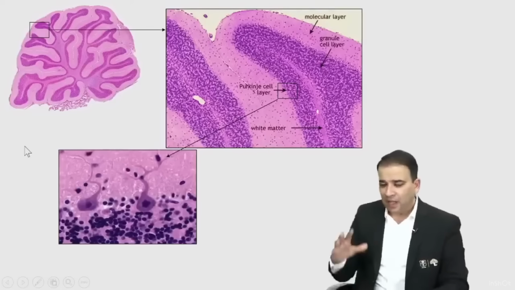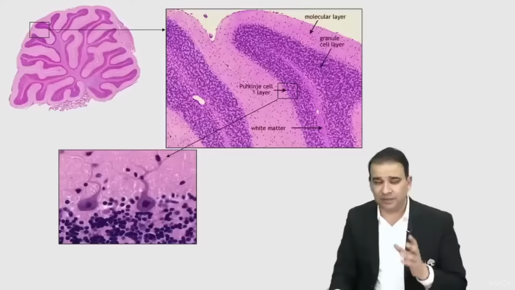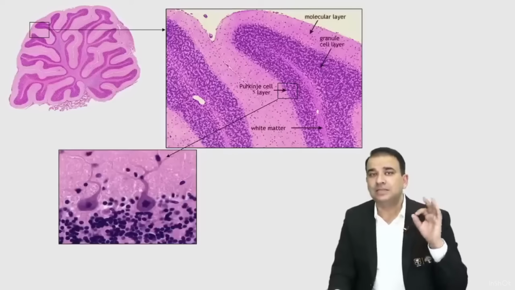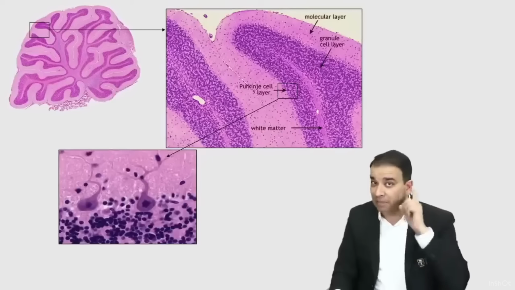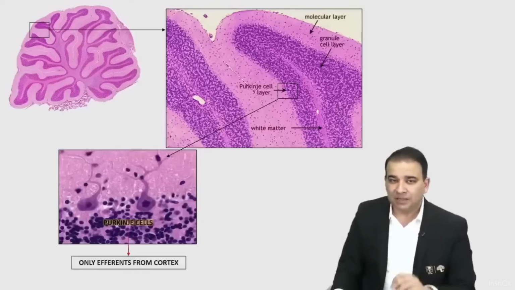In fact, out of the 5 types of cells present inside the cerebellar cortex, the only cell which is forming the efferent from the cortex, and mind it, only efferent from the cortex, सिर्फ cortex से बाहर आ रहा है, cerebellum से बाहर नहीं, that is the Purkinje cell.